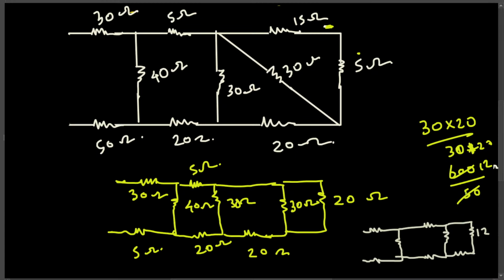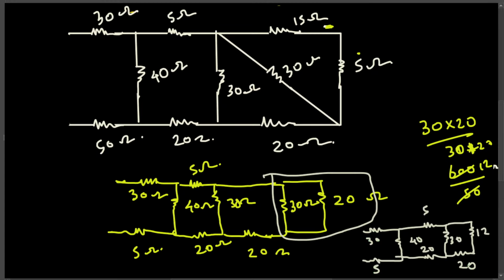Okay, let's look at the next one. So we have 12. This is equivalent of these two. Product over sum, 30 times 20, that is 600 divided by 50, that is 12. Okay, we got the 12. And then here we have 20 here, and then we have 30 here, and then we have 5 here, 20 right here, and then 40 right here, and then 30 right here, and then 5 here.